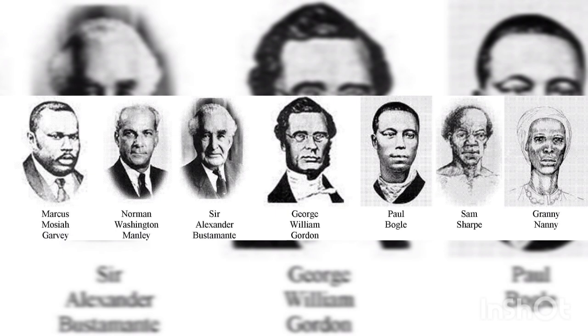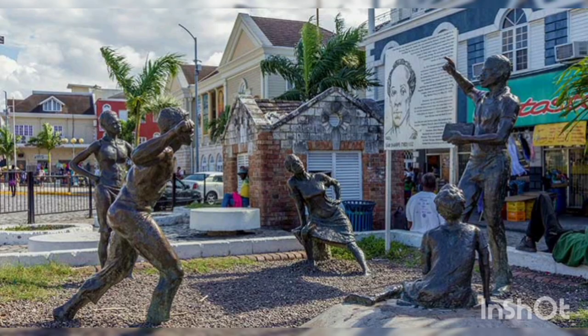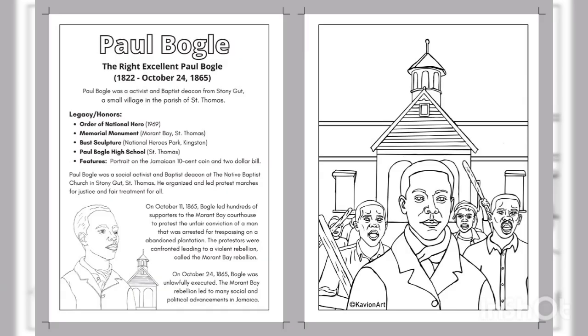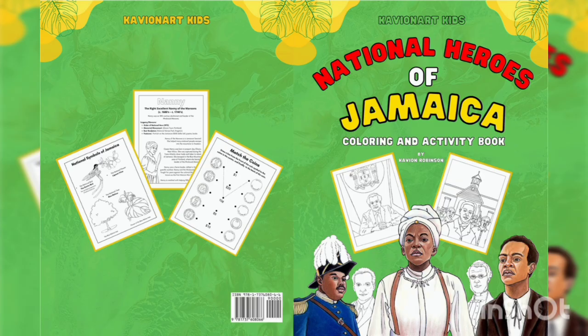Who was involved? The rebellion was led by Paul Bogle and involved around 400 protesters, mostly poor farmers and laborers. The colonial authorities, led by Governor Edward Eyre, responded with local militia and British troops to suppress the uprising.